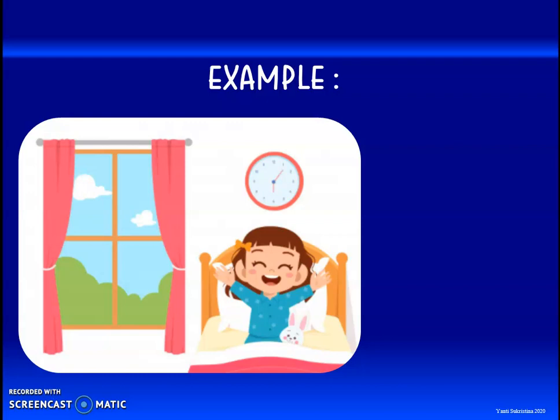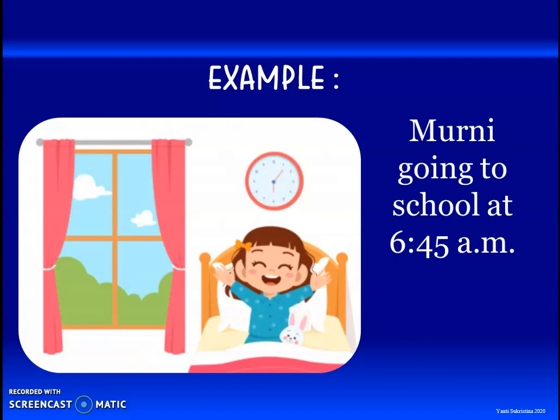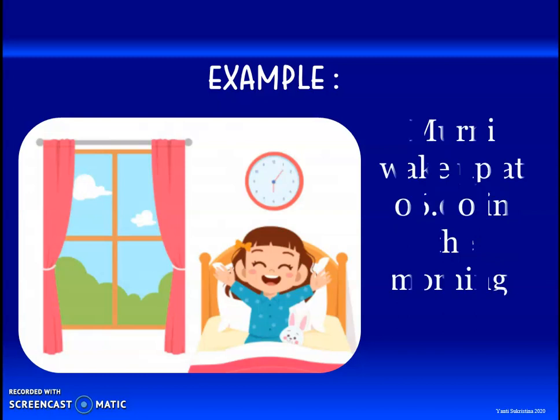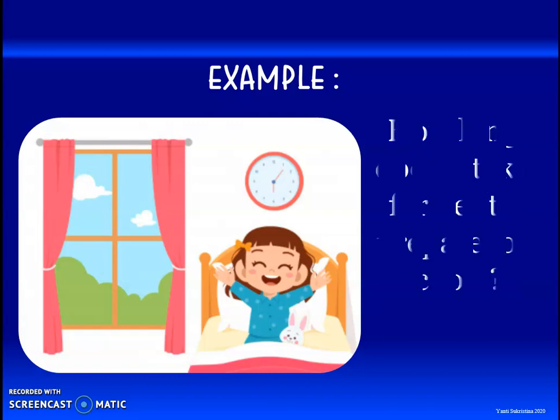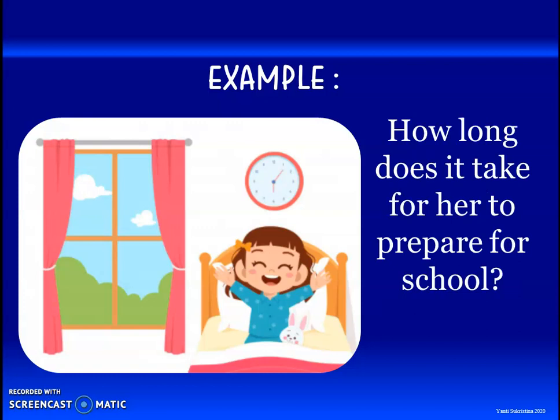Example: you may guess what's going on inside the picture. The picture is about Murni going to school at 6:45 a.m. And Murni woke up at 6 in the morning. The problem is, how long does it take for her to prepare for school? This is one example of the application of a word problem in our daily life as children.